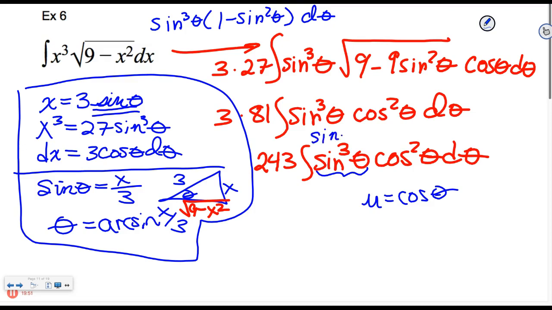Rowan, I think you saw it, so I shushed you. But I almost have it. Because this would be u squared, this would be negative du, and how can I write sine squared? That was what you were on to. 1 minus cosine squared, so you have 1 minus u squared, and the light bulb went on.